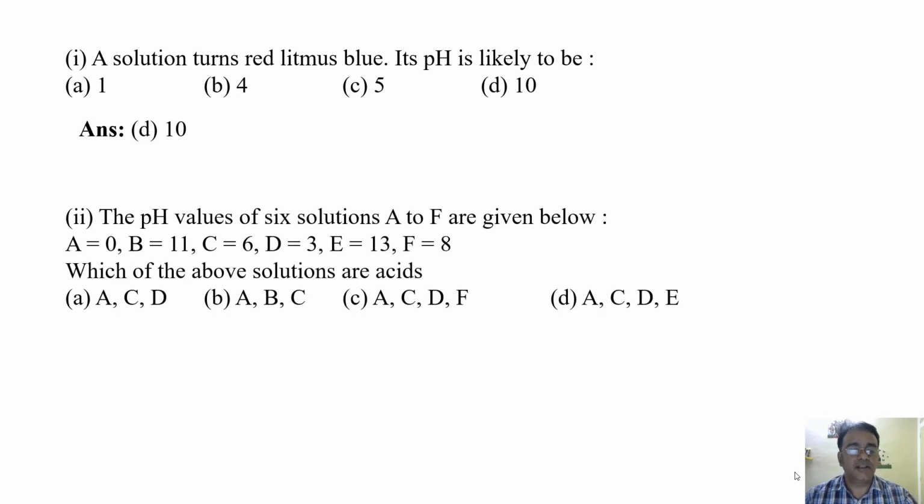Now the second question, the pH values of 6 solutions A to F are given below. A is equal to 0, B is equal to 11, C is equal to 6, D is equal to 3, E is equal to 13 and F is equal to 8. Which of the following solutions are acids? So acids का जो pH value है वो less than 7 होता है. Now you have to identify the pH value less than 7. So 0, 6 and 3. That means A, C and D. The other values are more than 7, so वो basic होगा, right? So the correct answer is option A, A, C, D.